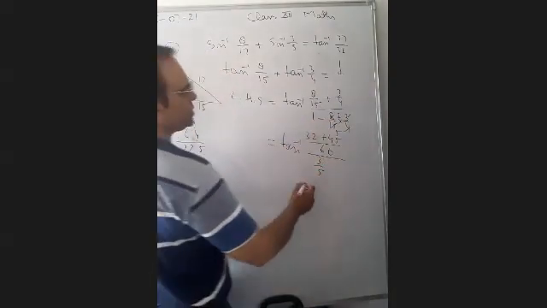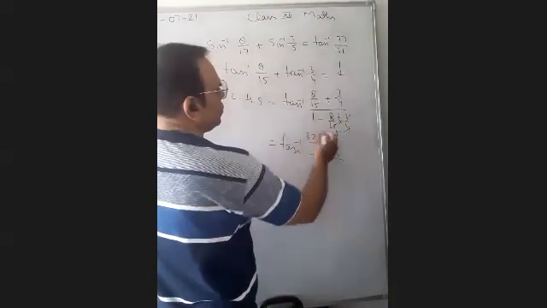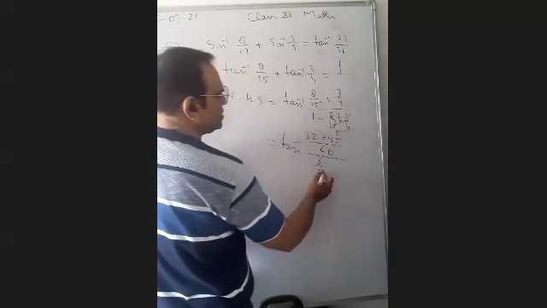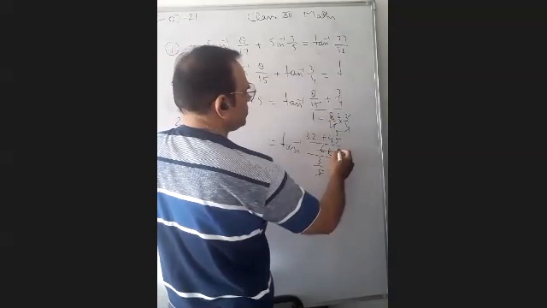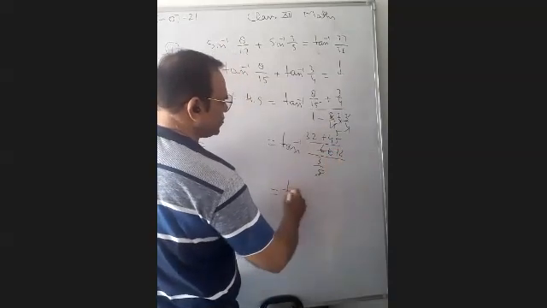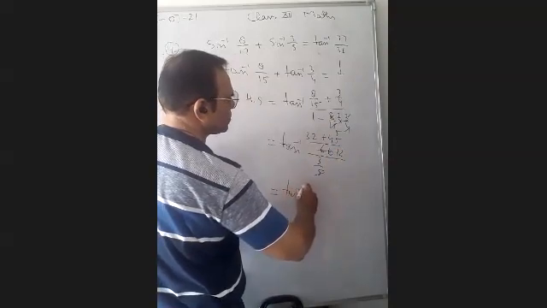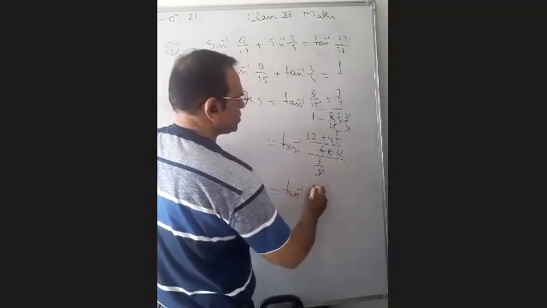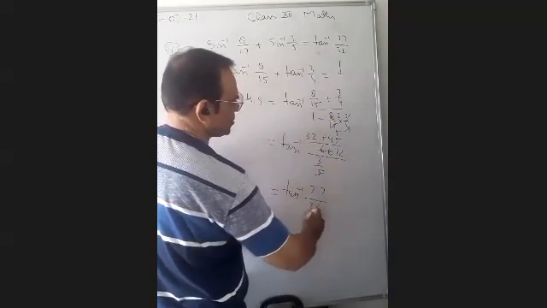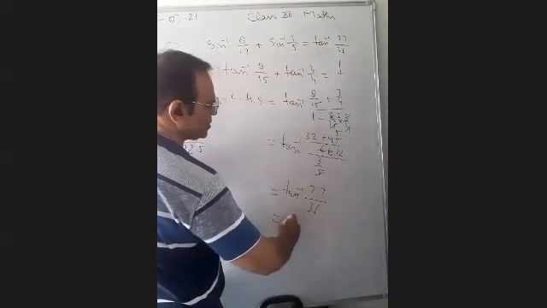5 minus 2 is 3, 3 upon 5. We can cancel 5. 5 1s are 5, 5 2s are 10. So it will be equal to tan inverse 77 upon 36, which is equal to the right hand side.